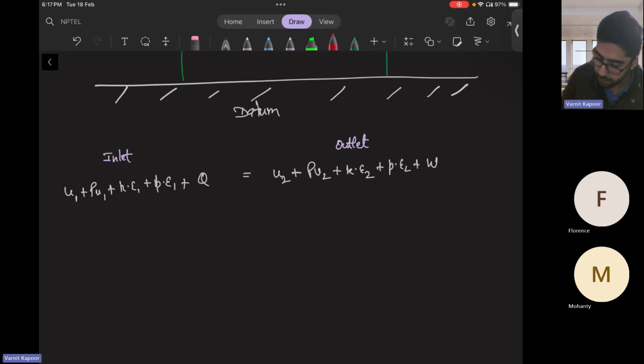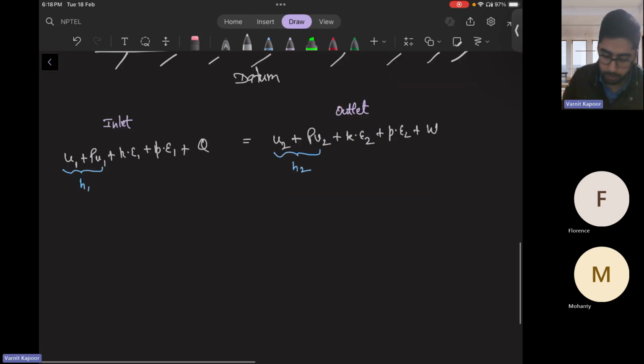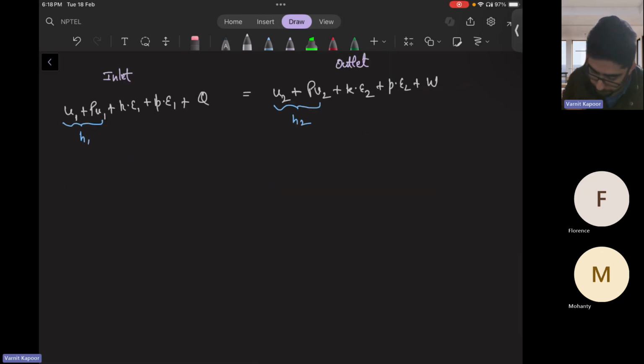We know that by the definition of enthalpy, specific enthalpy is the sum of specific internal energy plus flow work. This was the definition which we discussed in the previous tutorial. Similarly, this is the specific enthalpy at outlet. So what you can write is U plus PV as H.